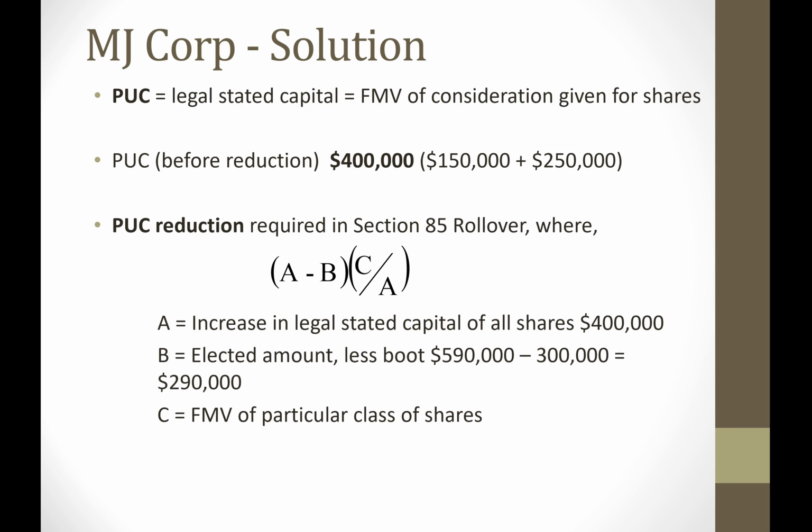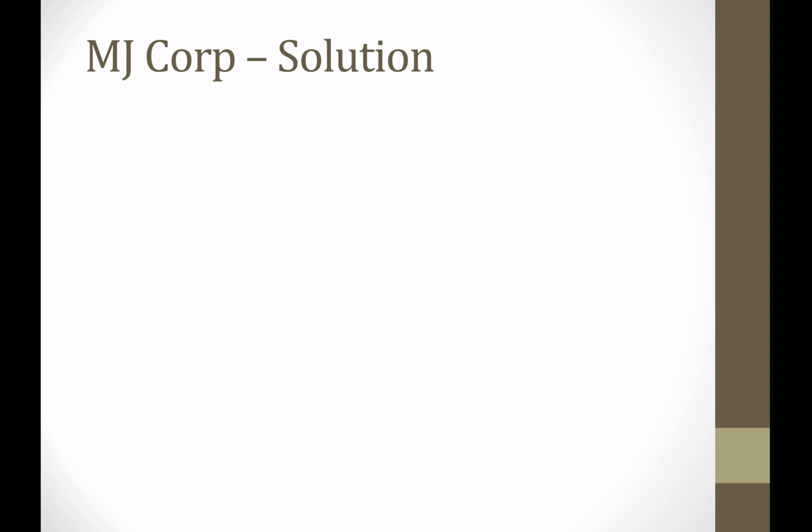Let's actually first look at the A minus B. The A minus B is going to be 400,000 minus 290,000. That's going to indicate that the total reduction to PUC is going to be 110,000. But then we have to allocate that 110,000 to the preferred shares and the common shares using the C over A ratio. So let's move on to the next slide and let's look at this calculation a bit further.